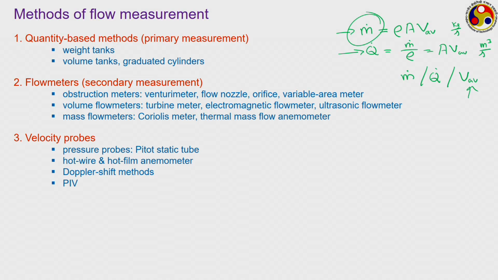We can also have hot wire and hot flame anemometers. We can have Doppler shift based methods. We can have PIV, particle image velocimetry. We shall be talking about this one in later lectures.